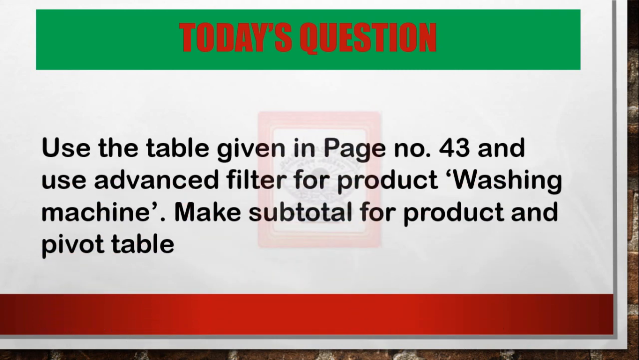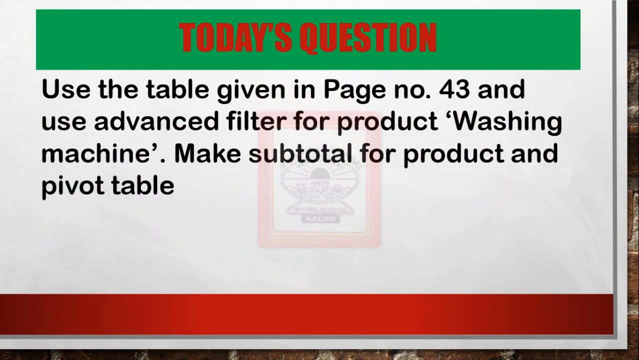Now what we are going to do, which is in the book, is use the table given on page 53, which we have already typed, and we have been using it from the last two practicals. Again today we will use that, and on it we are going to use an advanced filter for the product washing machine, and then we are going to make the subtotal based on the product. For every change in product we are going to make a subtotal. So depending on the product we are making subtotals.